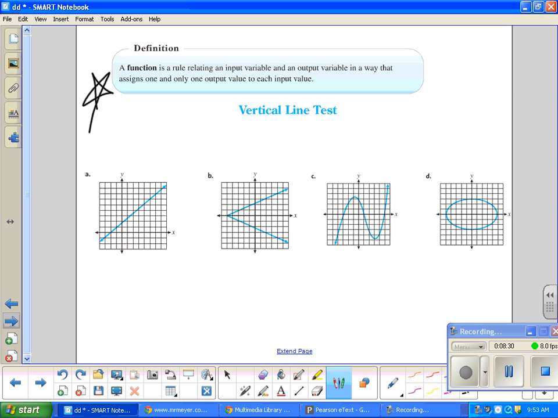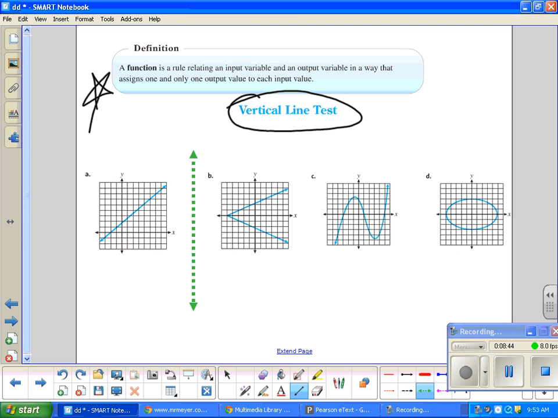And so we have this test that we use to decide whether or not a relationship is a function, and it's called the vertical line test. So I'm going to draw a vertical line, and I'm going to show you how you can use this vertical line to figure out whether or not you're looking at a relationship that is a function.